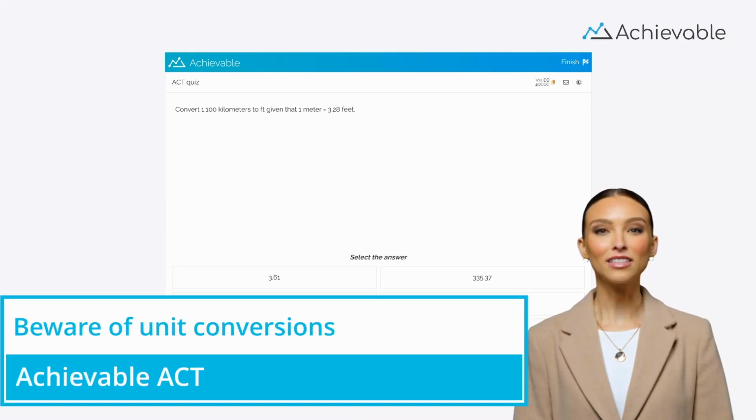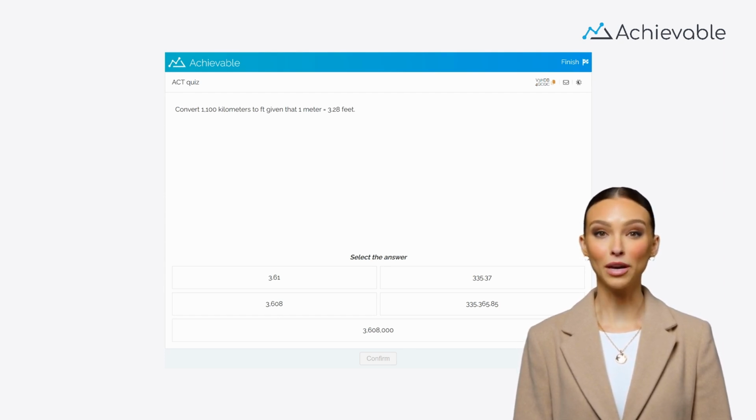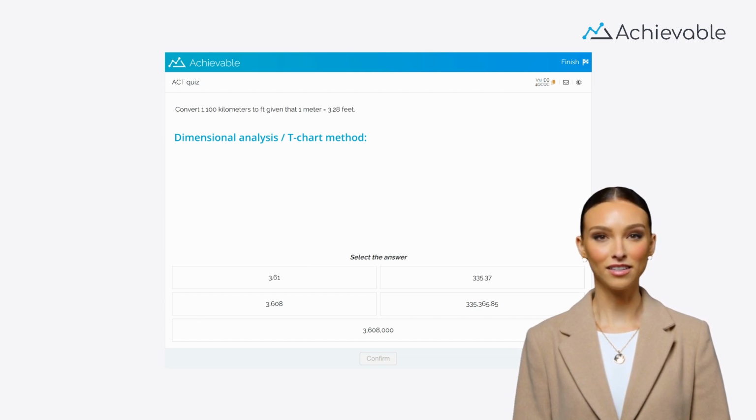Hi everyone! Today we're going to solve a common ACT-style question. Convert 1,100 kilometers to feet, given that 1 meter equals 3.28 feet. To do this, we'll use a method called dimensional analysis, or what we refer to as a T-chart method. It keeps everything organized and helps you figure out when to multiply or divide.